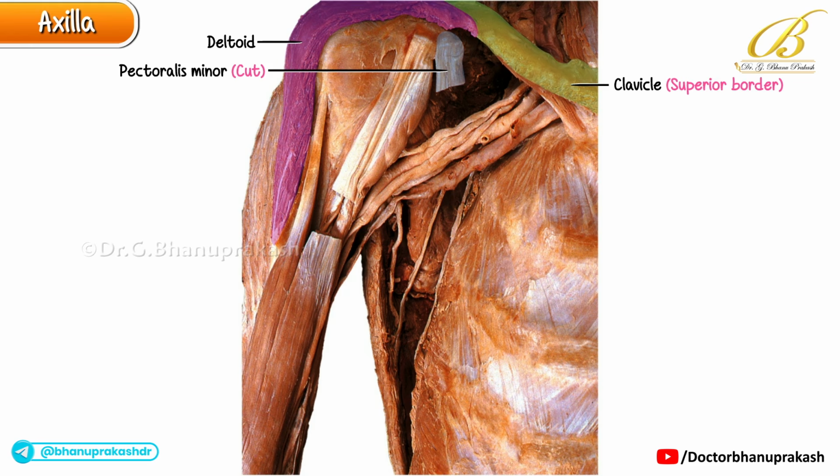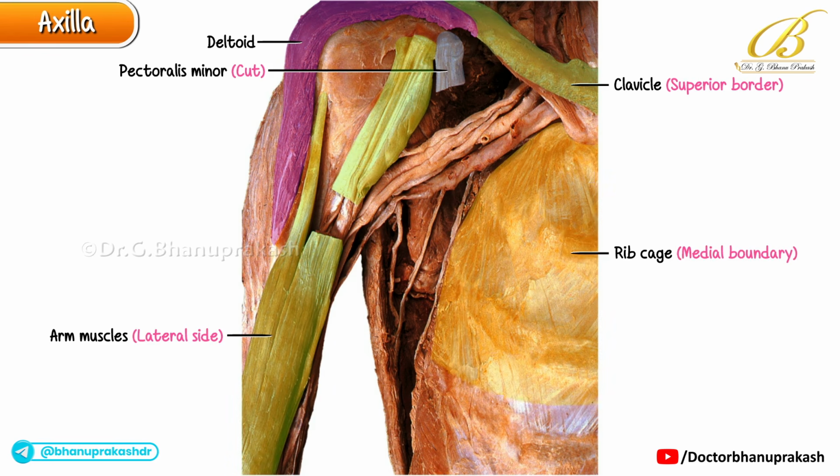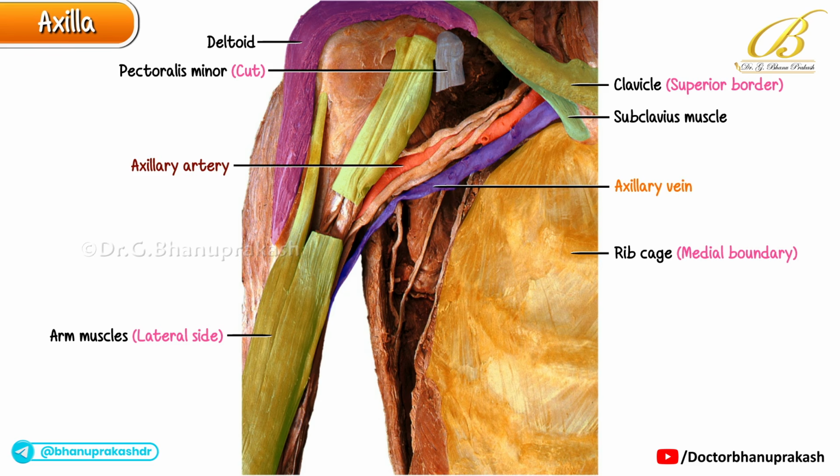At the superior border, the clavicle is visible. The arm muscles lie on the lateral side, while the rib cage forms the medial boundary of the axilla. Beneath the clavicle, the subclavius muscle is seen attaching to the first rib. Running through the axilla are the axillary vessels. The medial vessel is the axillary vein, and the lateral vessel, partially seen here, is the axillary artery.